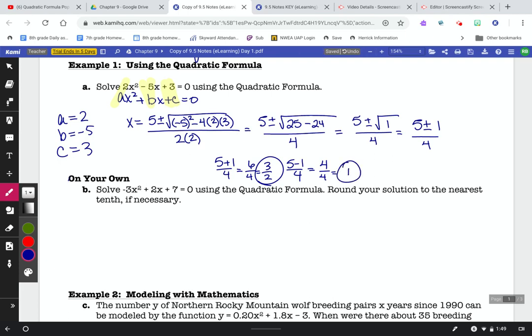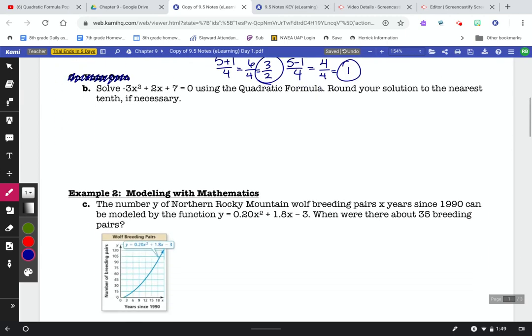For part B, it says on your own, but I'm not going to do on your own because I want to bring up something. So our a in this equation is -3, our b is 2, and our c is 7. So it says solve -3x squared plus 2x plus 7 equals 0 using the quadratic formula. Round your solution to the nearest tenth.